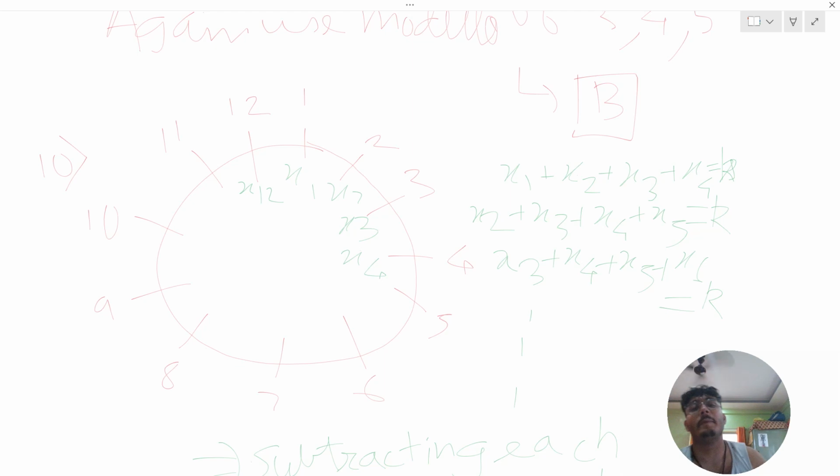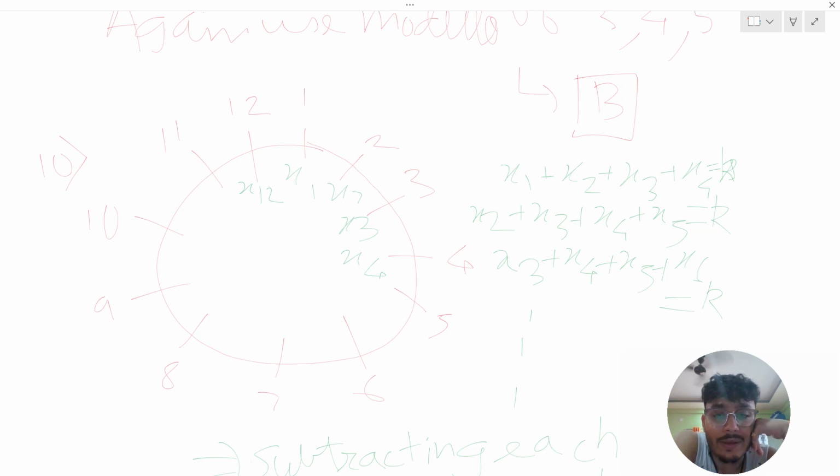So basically let me put x1 balls in the first box, x2 balls in the second box, and so on until x12 balls in the 12th box. We are given a condition: the summation of balls in any 4 consecutive boxes remains the same. So x1 plus x2 plus x3 plus x4 gives me k number of balls, x2 plus x3 plus x4 plus x5 again gives me k number of balls, x3 plus x4 plus x5 plus x6 gives me again k number of balls, and so on and so on.